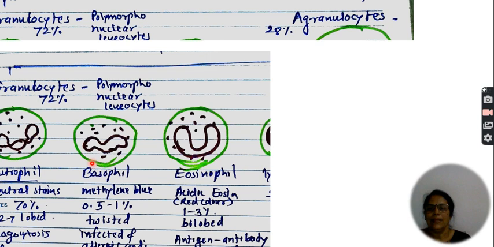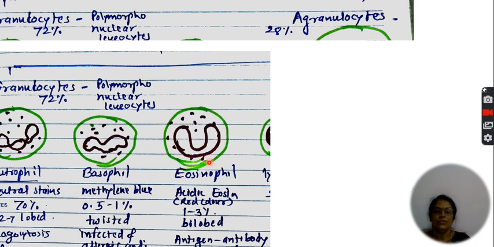Then the basophils. Basophils stain with basic stains, the methylene blue. About 0.5 to 1% basophils are present, and the nucleus is twisted. They are produced in allergic conditions, and they show heparin. Here the heparin and histamine are secreted.